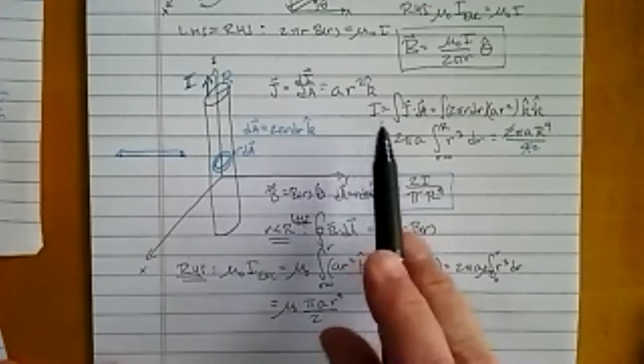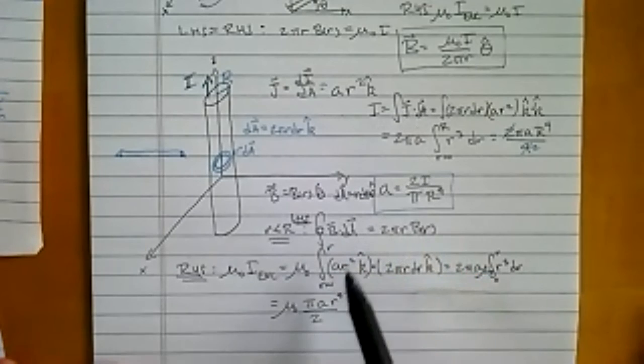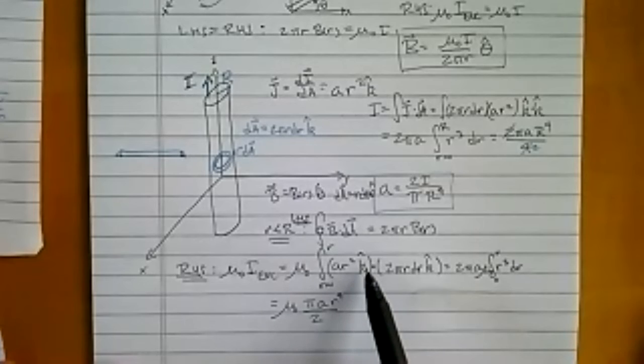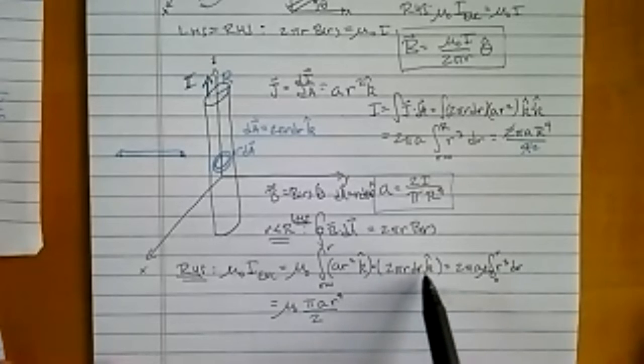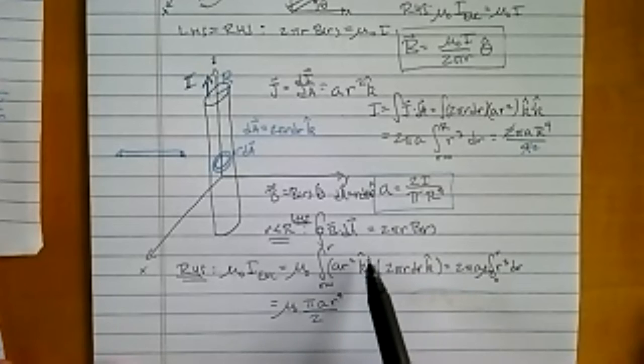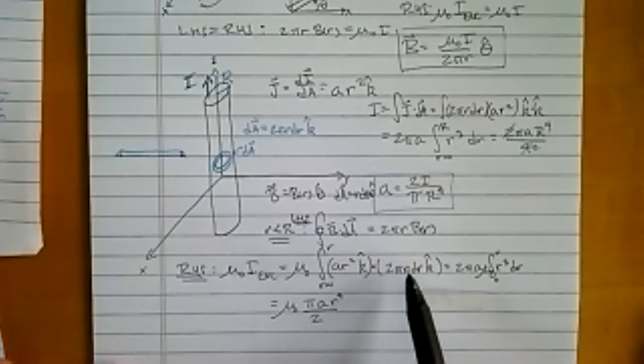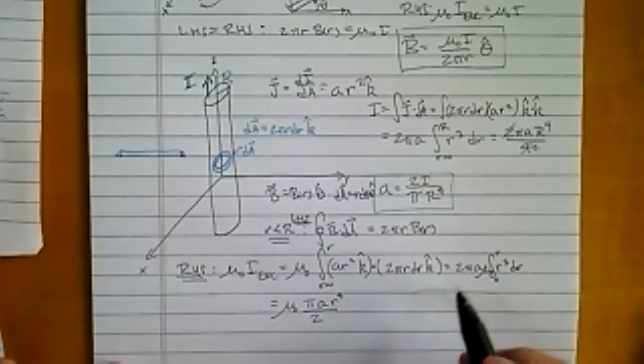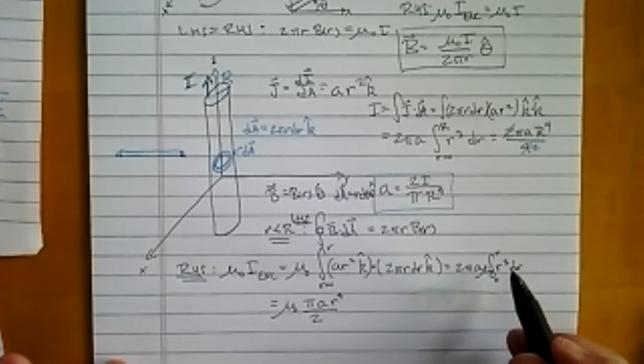The I is equal to the integral of j dot dA. So j is a r squared k hat, and I dot that with dA, which is 2 pi r dr in the k hat direction. Again, the a, the r squared, the 2 pi r, and the dr can just come out in front, and then I do k hat dot k hat, which is 1. So then I can integrate everything.